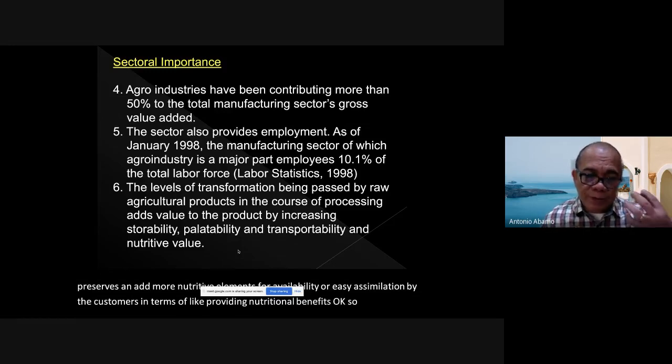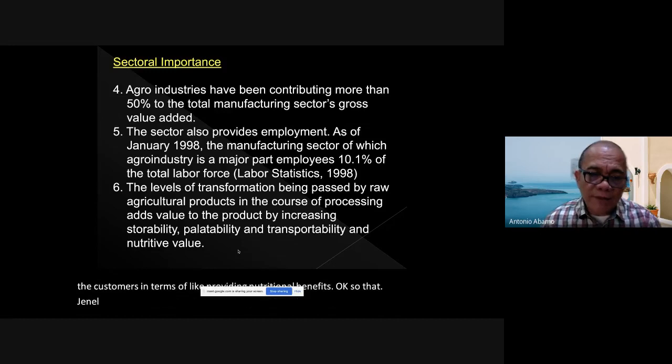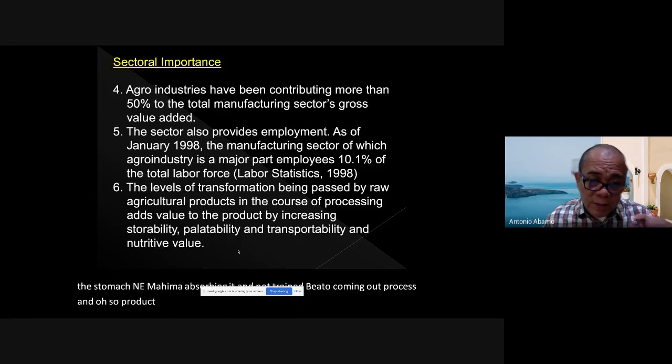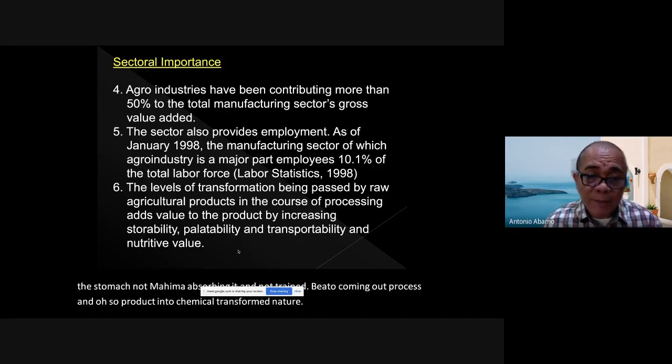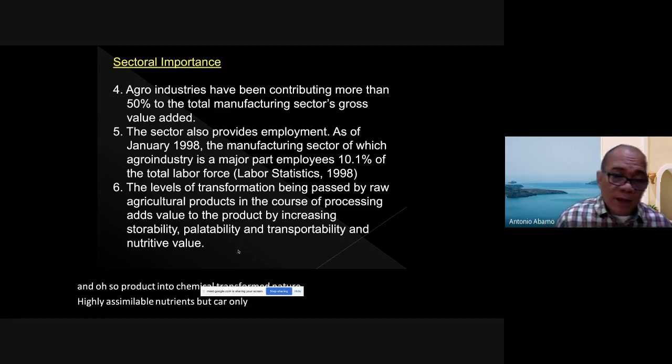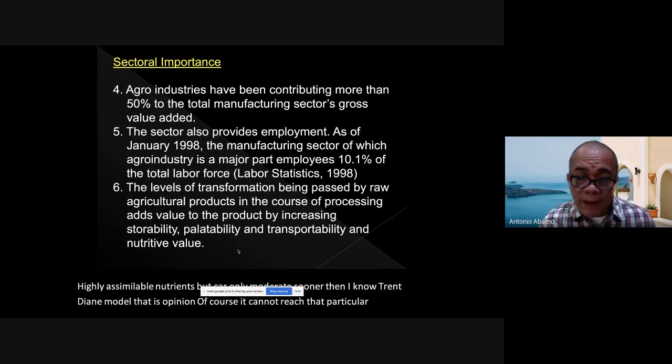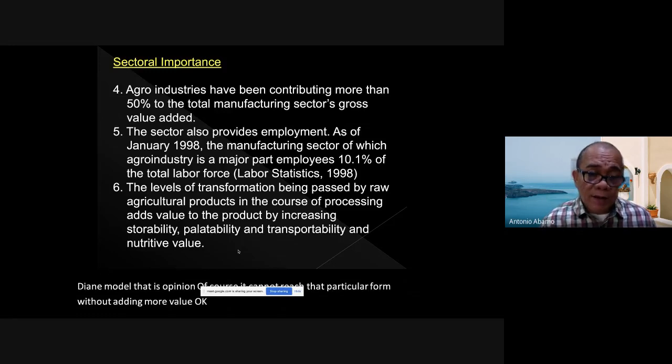So that the nutritional elements available are already in an assimilable form. Unlike the raw, which is tougher, where the body has to break it down into whatever molecules inside the stomach so the nutrients can be absorbed. When the product is processed into a chemically transformed nature, the nutrient is highly assimilable. When you eat it, it goes straight to nutrients. And that is a benefit. And of course, it cannot reach that particular form without adding more value. So it's relatively expensive and more stable. That is very important in terms of engaging in processing activity.